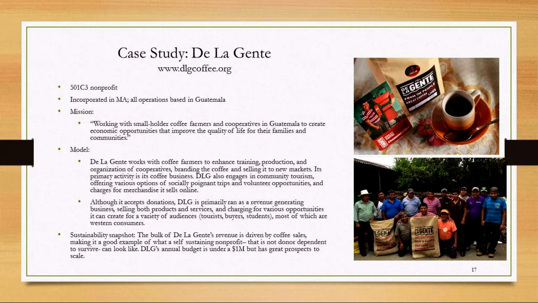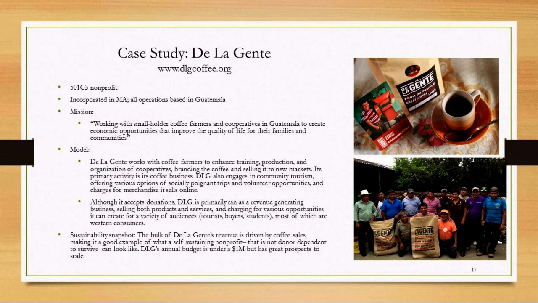And I know that they are actively trying to increase the size of their philanthropic portfolio, that's grant and donation based, in order to balance out the revenue that they can provide to the farmers, as well as the sustainability and the growth of the operation itself. So this is a really interesting model in terms of the sustainability snapshot.